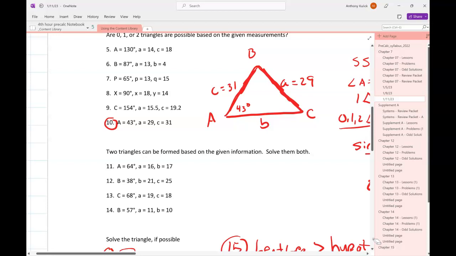And that's the only situation where it's ambiguous. Anything else I can figure out just by looking at the givens. Any other situation. That's the only one that requires further calculation.